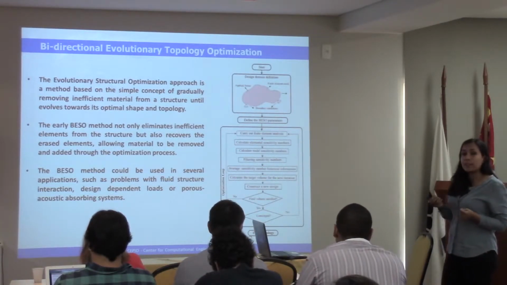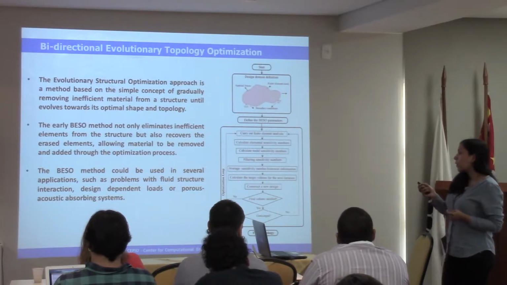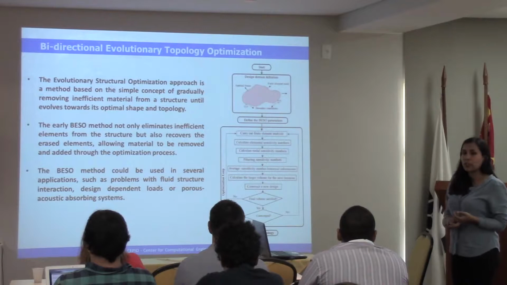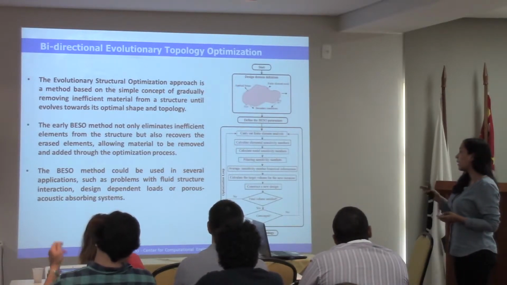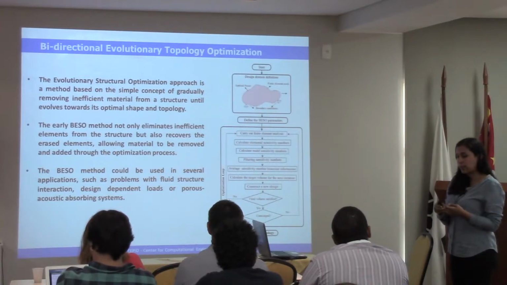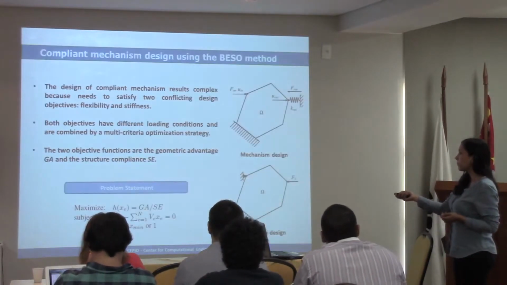We check if that design matches two conditions: a volume restriction and whether the objective function is achieved. I'm going to explain that a little later.